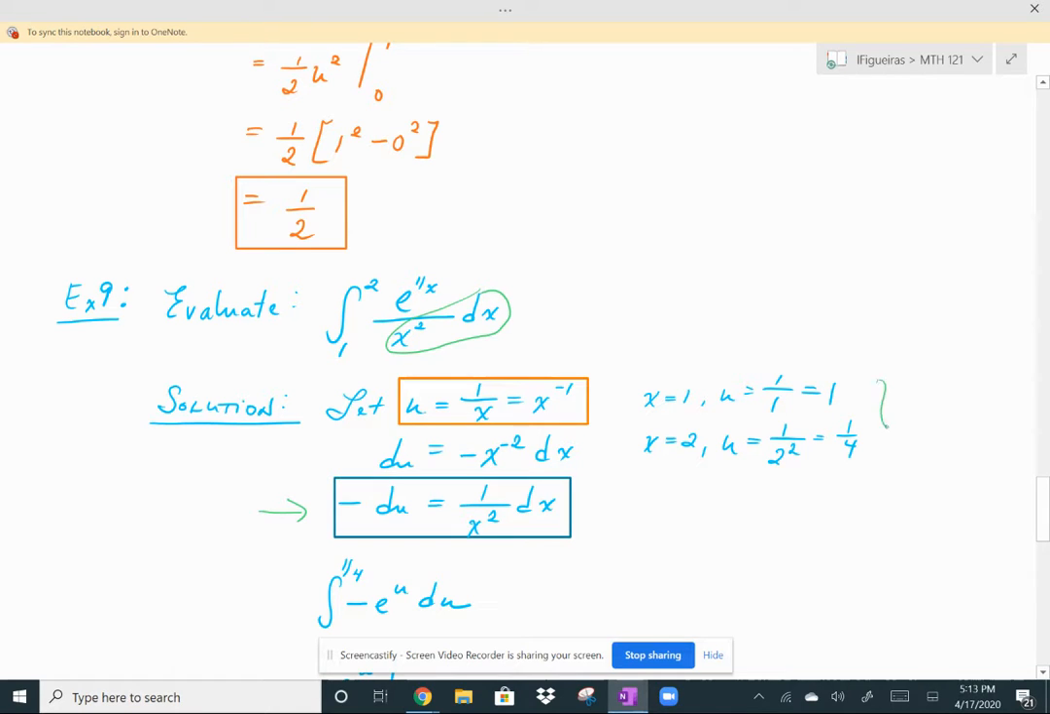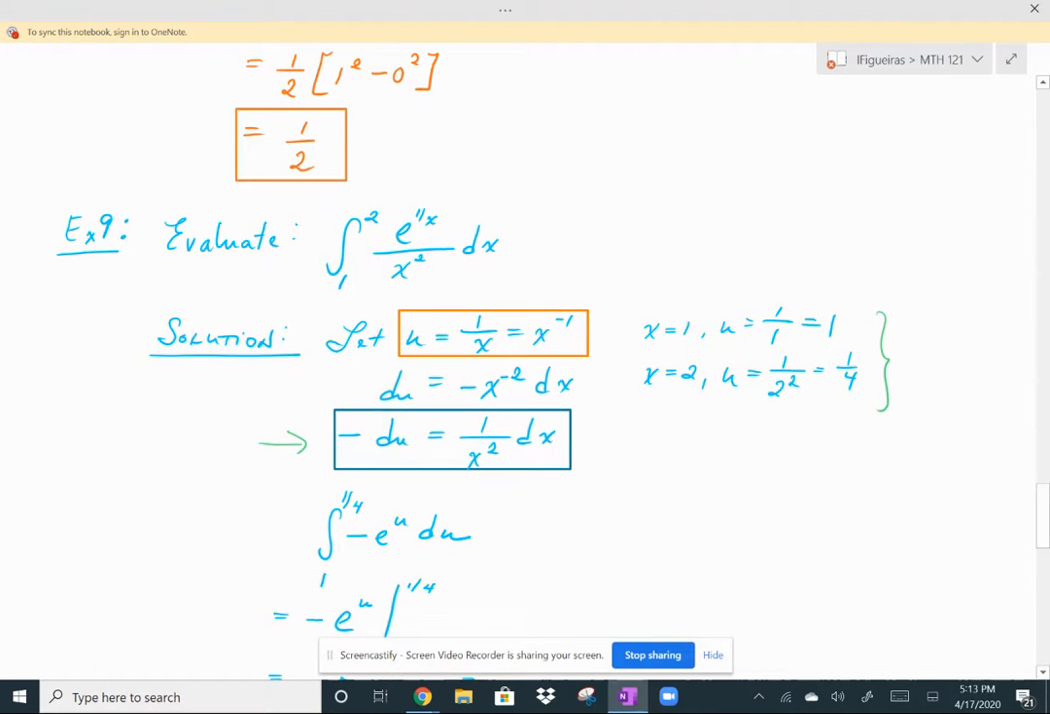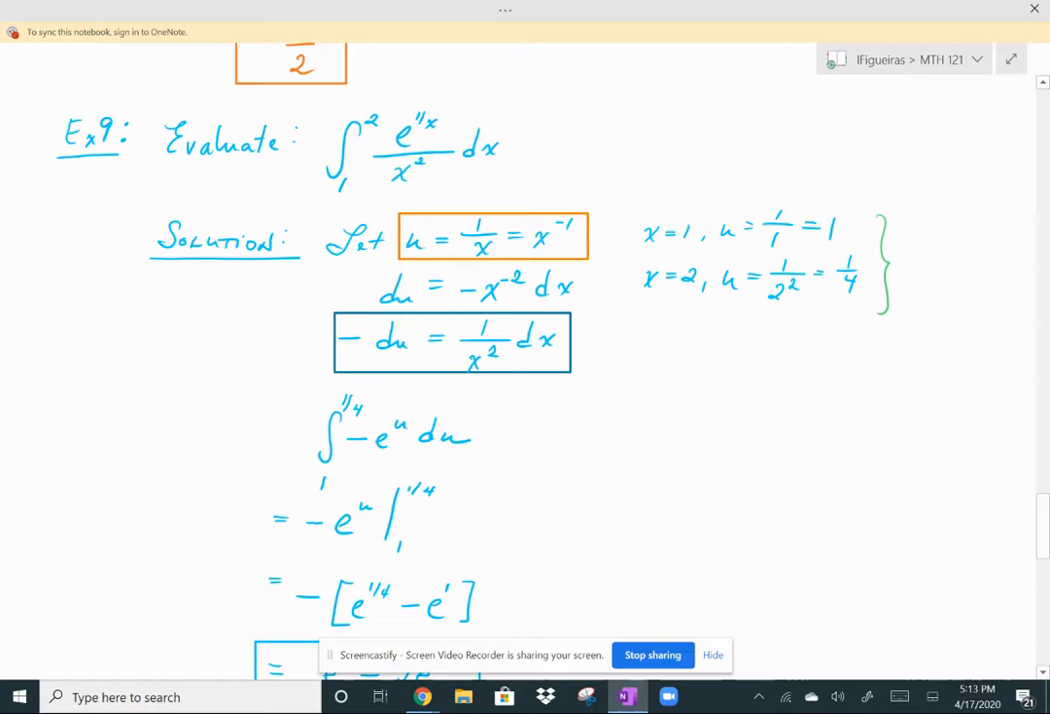On the right, I reevaluated the limits. When x is 1, u is 1. When x is 2, u is 1/4. So 1 over 2 squared, which is a fourth. So here is where you see all of the substitutions. My limits go from 1 to 1/4.